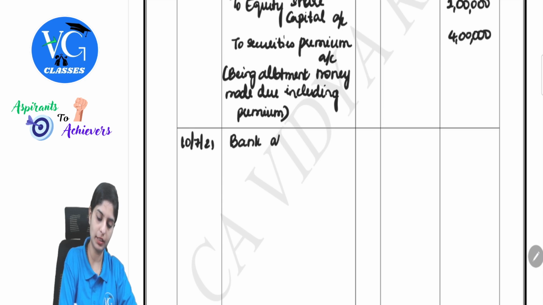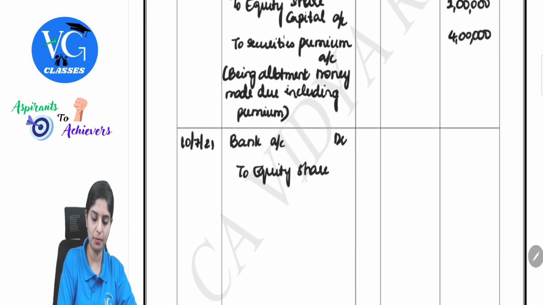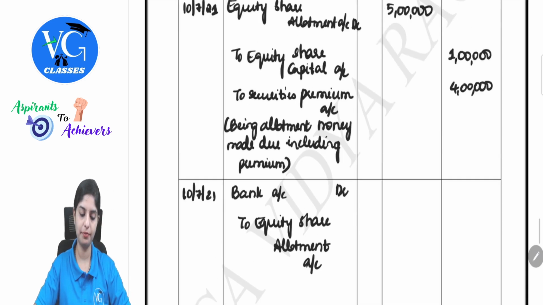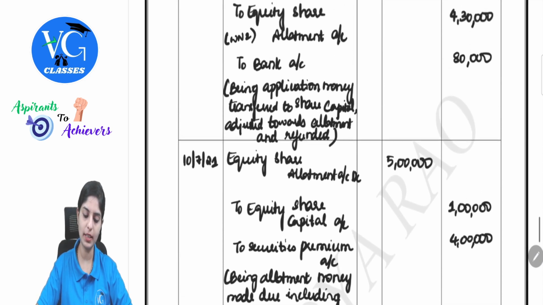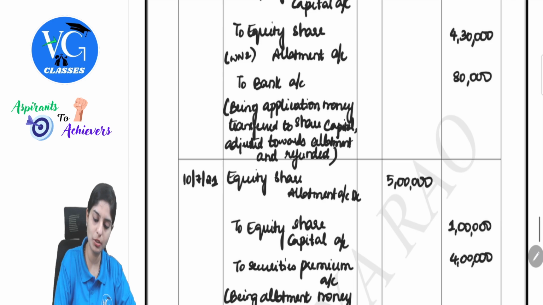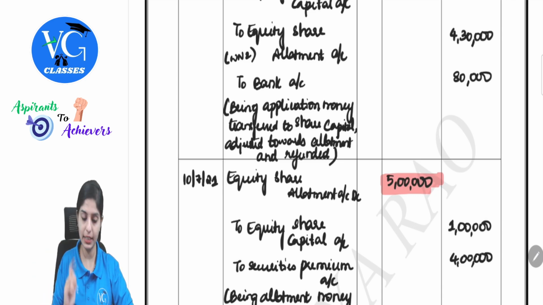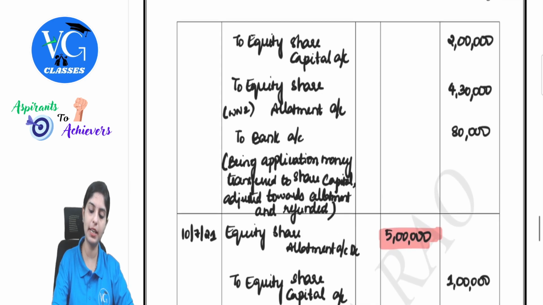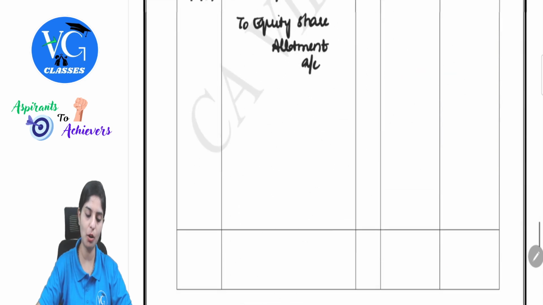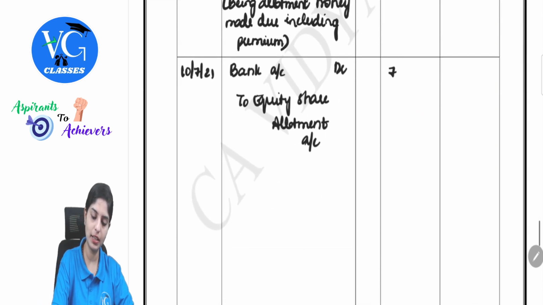Next. So now we will have to receive the allotment money. Bank account debit to equity share allotment account. How much will I receive? See, understand one thing, equity share allotment was 5 lakh. This was made due. Now for every debit when you cancel out, we will have the credit observation. So if you observe for application itself, we already adjusted 4,30,000 out of this 5 lakh. So how much is remaining? 70,000.